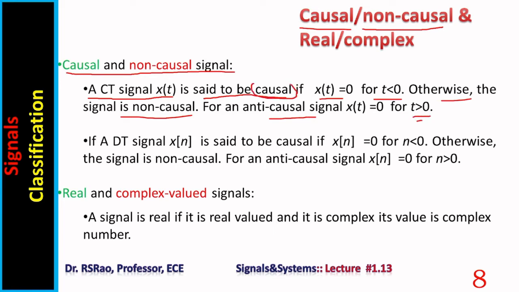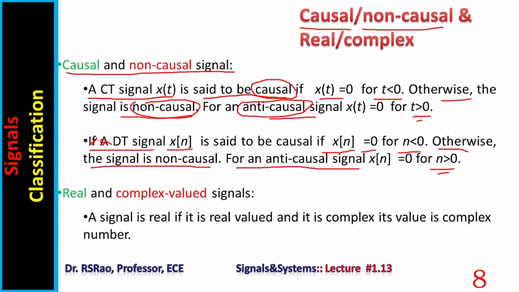So here two terms are there, causal, non-causal, anti-causal. These three terms are to be differentiated. Their difference is required to be keenly noted. A DT signal x of n is said to be causal if x of n is 0 for n less than 0. Otherwise, the signal is non-causal. For an anti-causal signal, x of n is 0 for n more than 0. Actually, this point is the DT version of the point given just now.